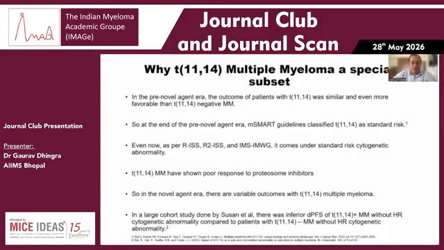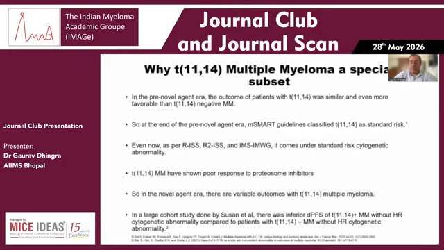In the pre-novel agent era, the outcome of translocation 11-14 multiple myeloma was similar to, and even more favorable than, translocation 11-14 negative myeloma. So the Mayo stratification of myeloma and risk-adaptive therapy guidelines classified them as standard risk myeloma. Even now, they are classified as standard risk as per RISS, R2ISS, and the International Myeloma Working Group. Various studies have shown poor response of translocation 11-14 multiple myeloma to proteasome inhibitors.